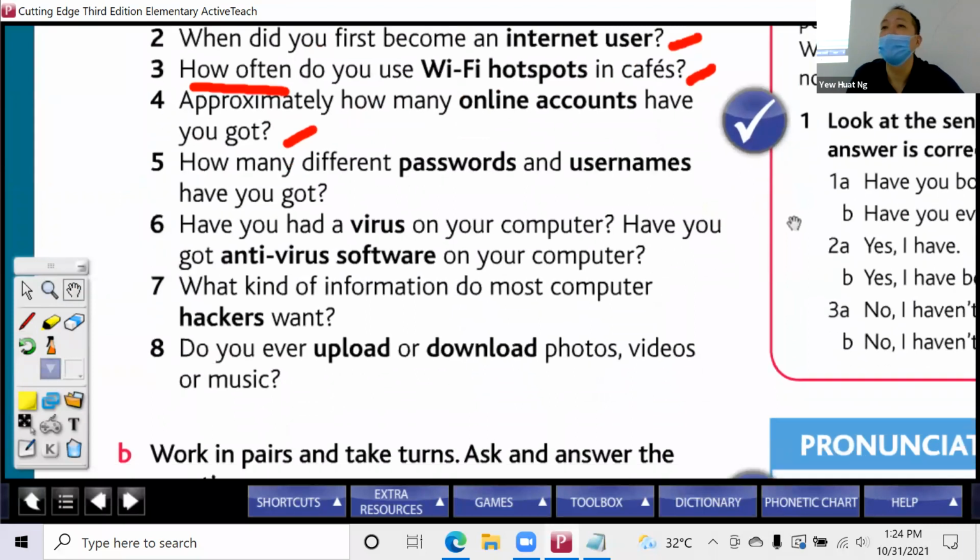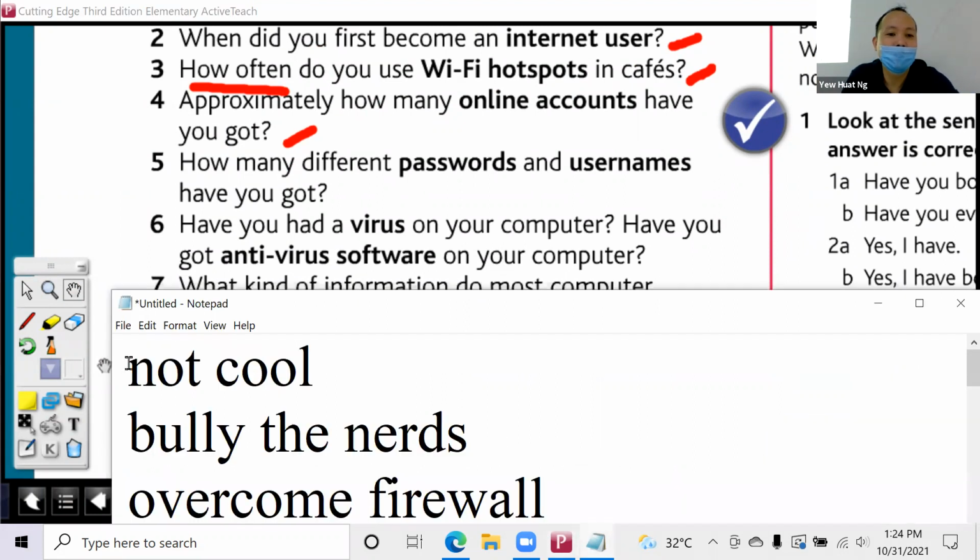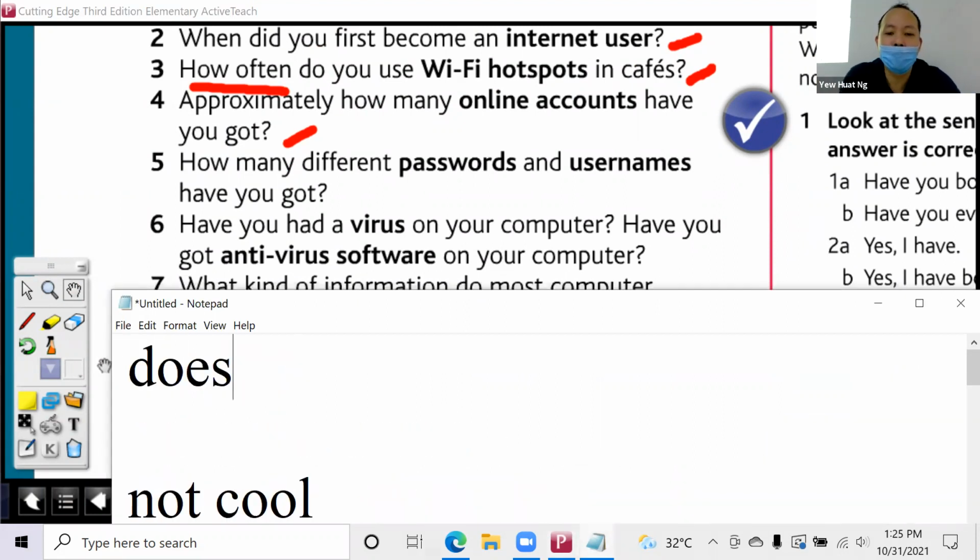Any idea? Approximately. Any idea? Sorry? Dozens. Okay. Dozen. What does he mean by dozens? What is a dozen? Yes. Because I think many of you can go to level 3. Oh, I'm sorry, wrong spelling. All right. So how many is a dozen? 10? No. How many is a dozen? 12. Dozen is 12.